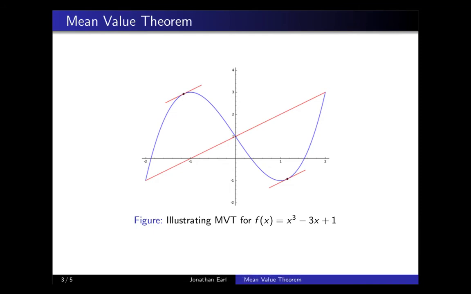And what we see is that the tangent lines in these cases, at 2 over square root of 3 and minus 2 over square root of 3, are both parallel to the secant line that connects the endpoints, which is again what we're guaranteed to have by the mean value theorem.